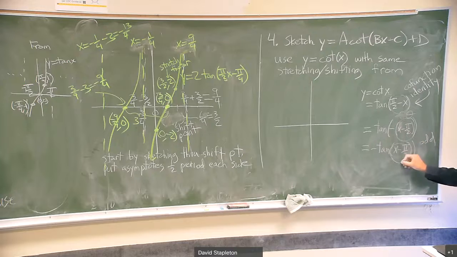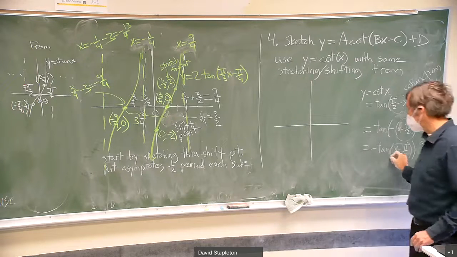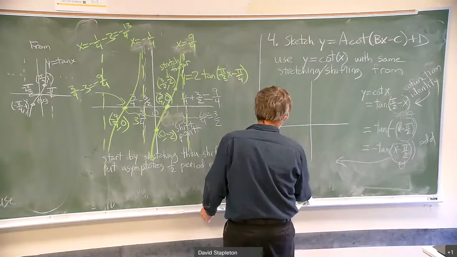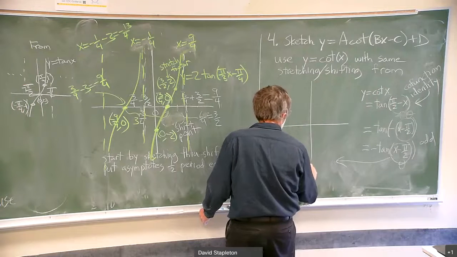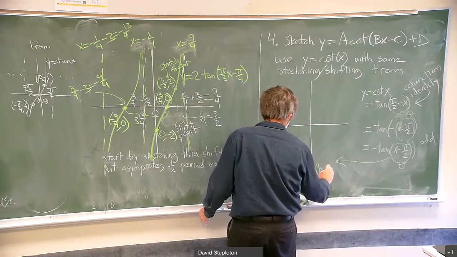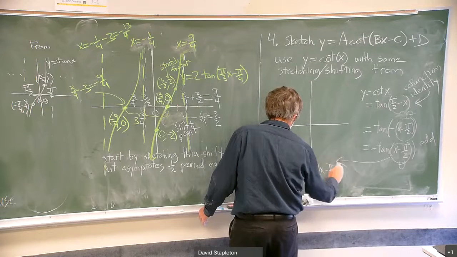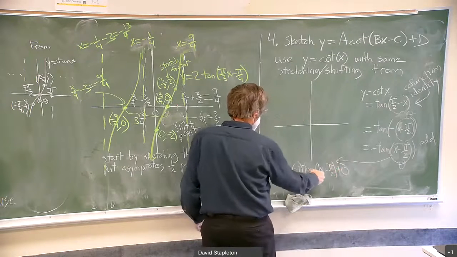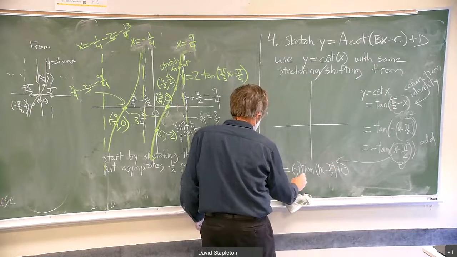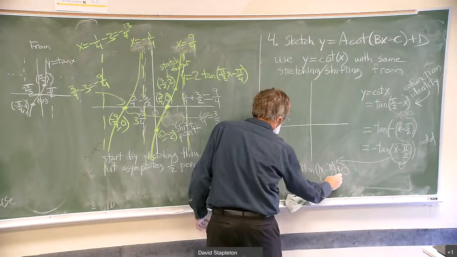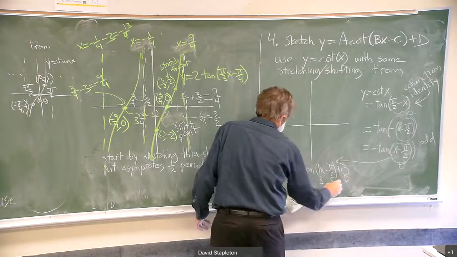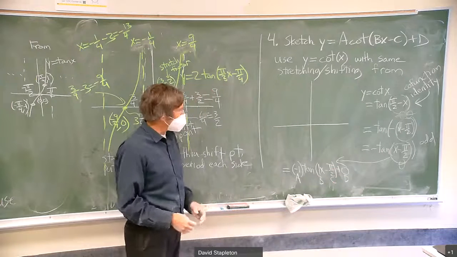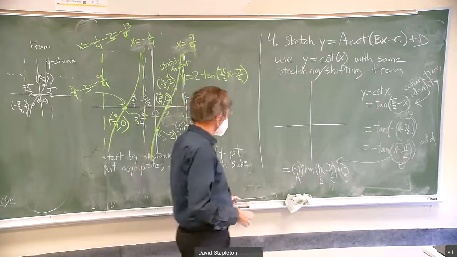Tangent of minus theta is the same as minus the tangent of plus theta. But now I know exactly how to draw it. Do you see that? This is minus 1 times tangent 1x minus pi over 2 plus 0. It's an a tangent bx plus minus c plus d problem. A is negative 1, b is 1, c is minus pi over 2, and d is 0. I can sketch cotangent entirely just knowing what graph a tangent looks like.